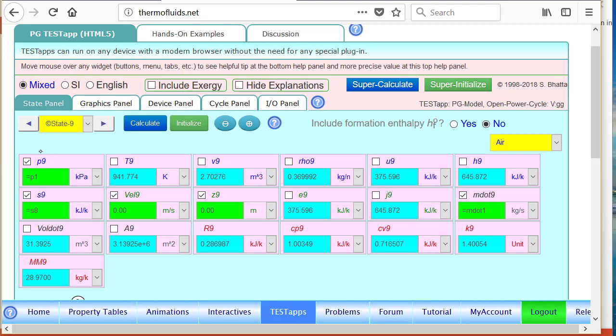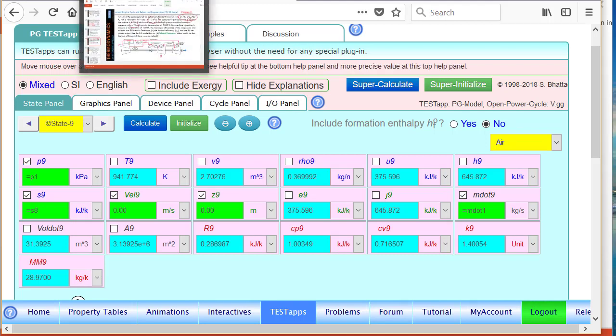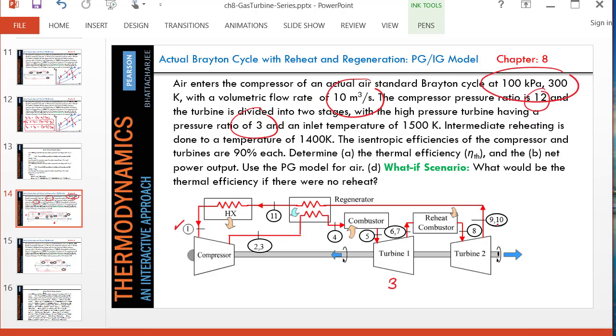At state 9, we have already reached the ambient pressure P1, and entropy is equal to state 8. Let's go back to the schematic to make sure we are correct. See, state 9 is the exit of turbine 2, the isentropic turbine state, and the pressure at state 9 would be the same as pressure at 1, since there is no pressure loss in the regenerator or any heat exchangers.